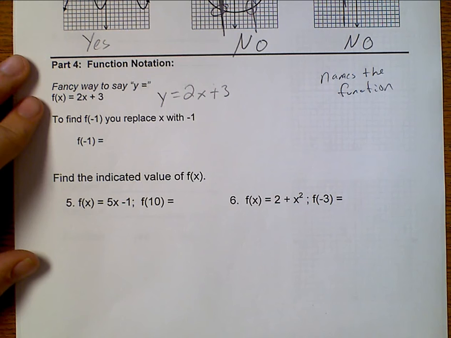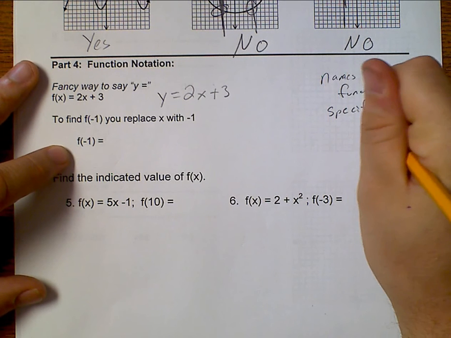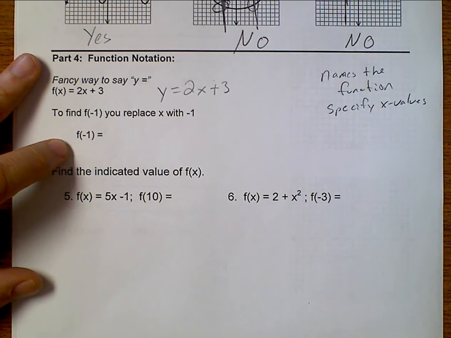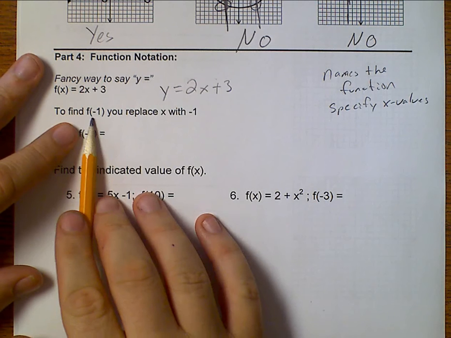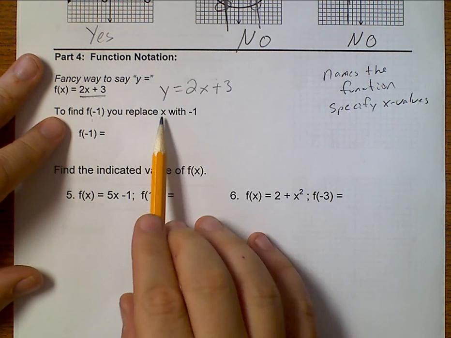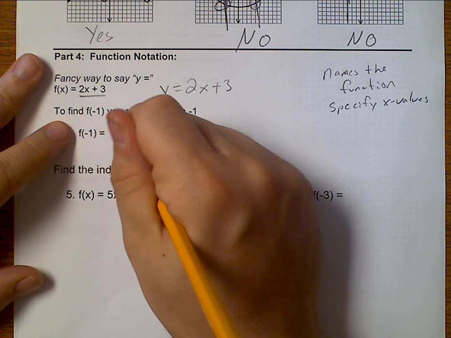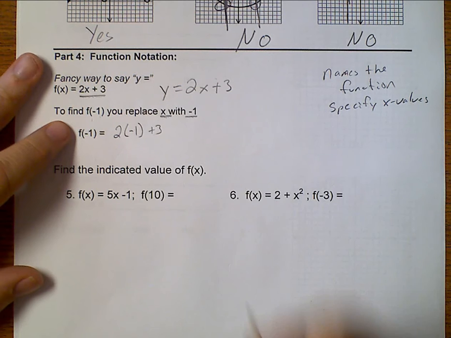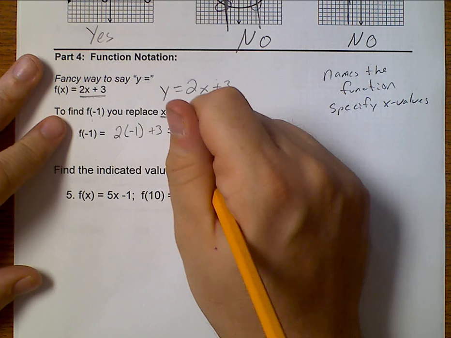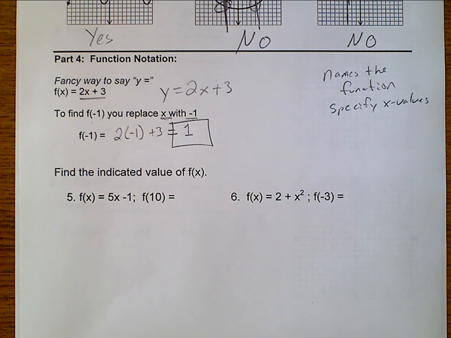And you can specify x values. So let's take a look here. F of -1, all we do is we rewrite this but we replace x with negative 1. So this would be 2 times negative 1 plus 3. Well, that would be negative 2 plus 3, which is just 1. And that's all we need to do.